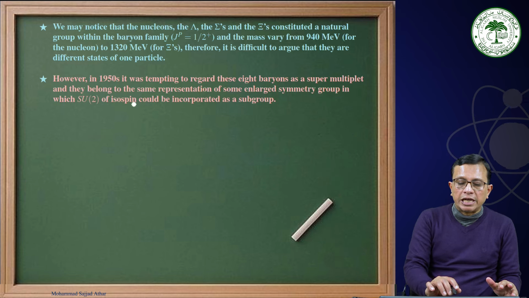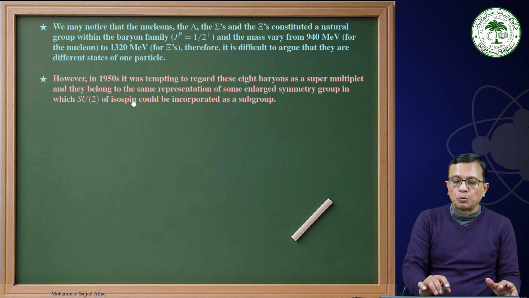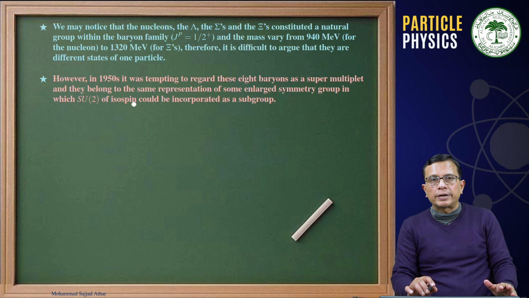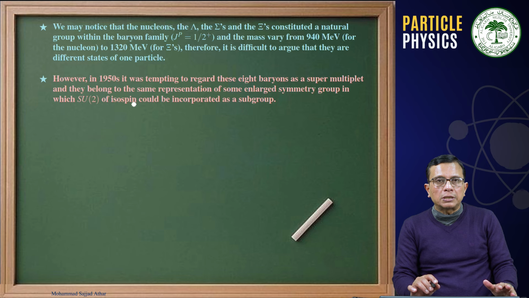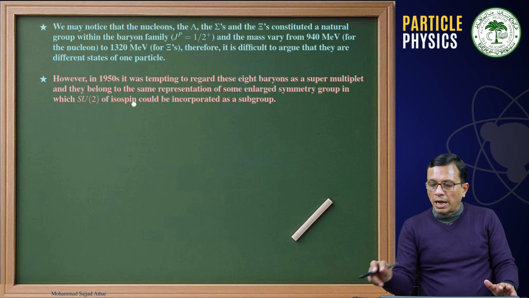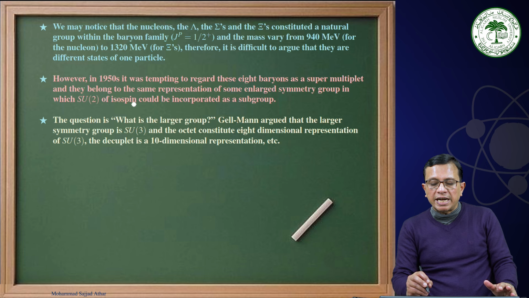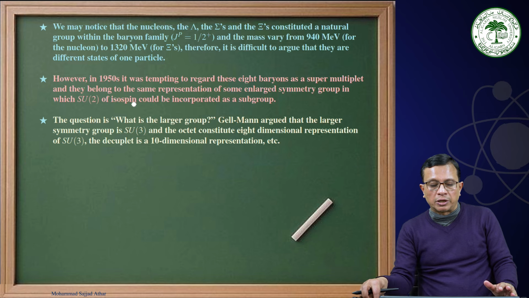In the 1950s, it was tempting to regard these 8 baryons as a supermultiplet, belonging to the same representation of some enlarged symmetry group in which SU2 of isospin could be incorporated as a subgroup. This SU2 of isospin, which was introduced in our earlier class, is the special unitary group in 2 dimensions with determinant equal to 1. And here this was extended to SU3. Gell-Mann argued that the larger symmetry group is SU3 and the octet constitutes an 8-dimensional representation of SU3. The decuplet is a 10-dimensional representation, etc.